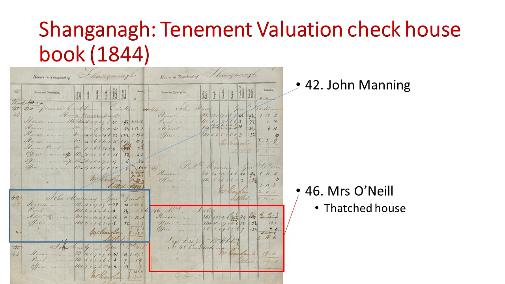I counted about 60 houses in this parish. Now normally if you were looking at houses in other parts of Ireland, almost every house would be thatched at this time, but it was actually quite hard to find it. There were quite a few farm buildings that were thatched, but there were very few thatched houses. But anyway, Mrs. O'Neill lived in a thatched house.